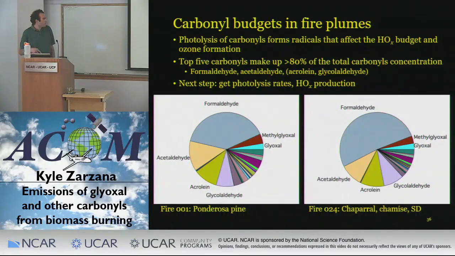So these are two pie charts. This is ponderosa pine and this is chaparral, and these are generally representative of a lot of the burns we saw. Formaldehyde was always the top carbonyl, followed by acetaldehyde. Acrolein and glycolaldehyde switched between 3 and 4, and frequently methylglyoxal was number 5. So the next step is obviously to get photolysis rates and look at the effect on HOx and ozone from that.